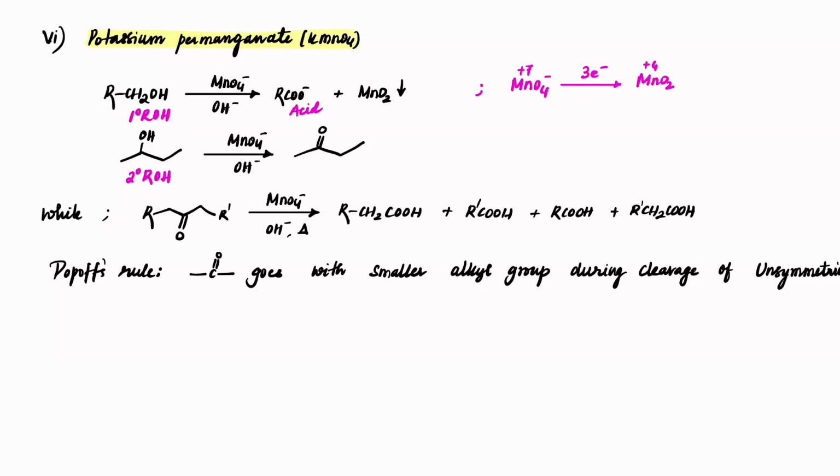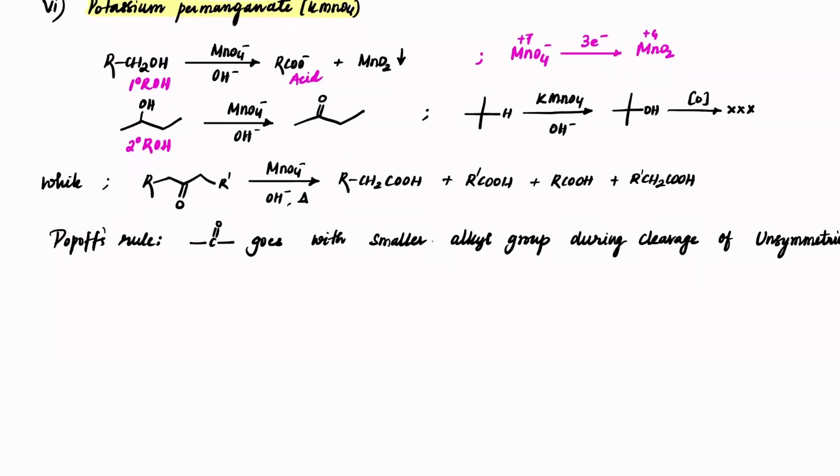Now, if it is a 3 degree alcohol, we have learned this already in the beginning of the chapter, that usually when a 3 degree alkane reacts with KMnO4 and OH minus, it will form a 3 degree alcohol, but further oxidation will not proceed. Okay, this we have learned at the beginning of the chapter.